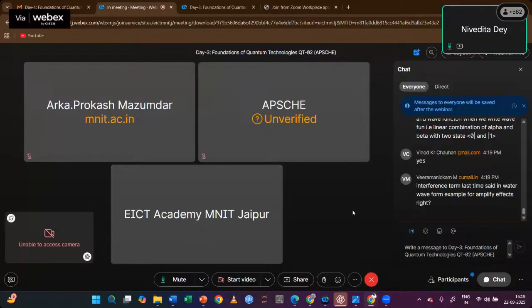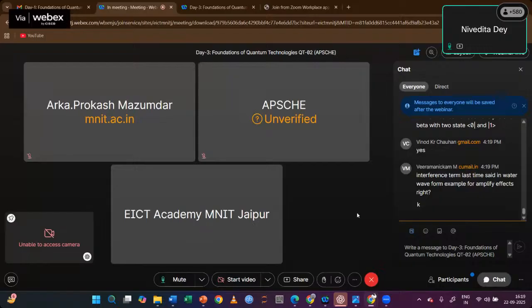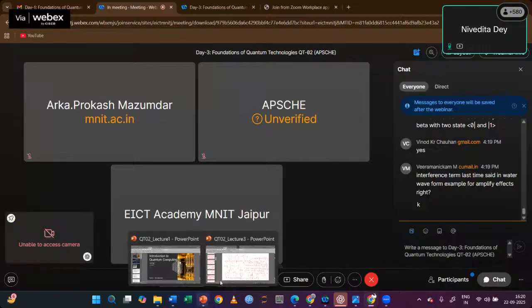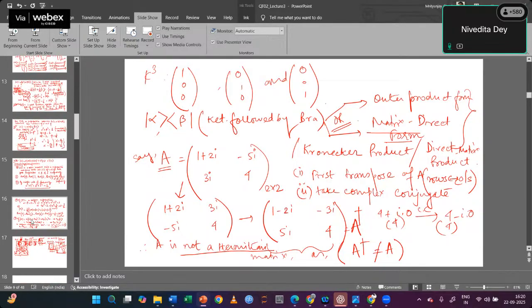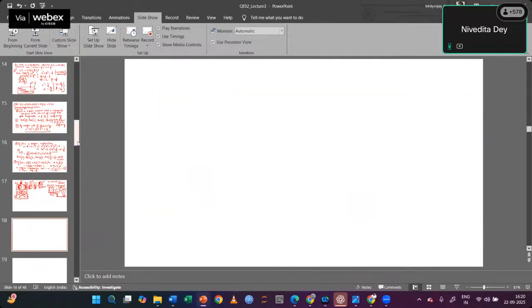Interference term, last time you said in the waterfall waveform example, amplify effects, either amplify or de-amplify, for both the things. Yes. Interference term, okay, I got it. There is nothing like a separate interference term. Let me just show you mathematically what I tried to say. Maybe you are thinking there is a separate term called the interference term, and that it should be taken into consideration while considering superposition or entanglement or all these things. But this is not true.